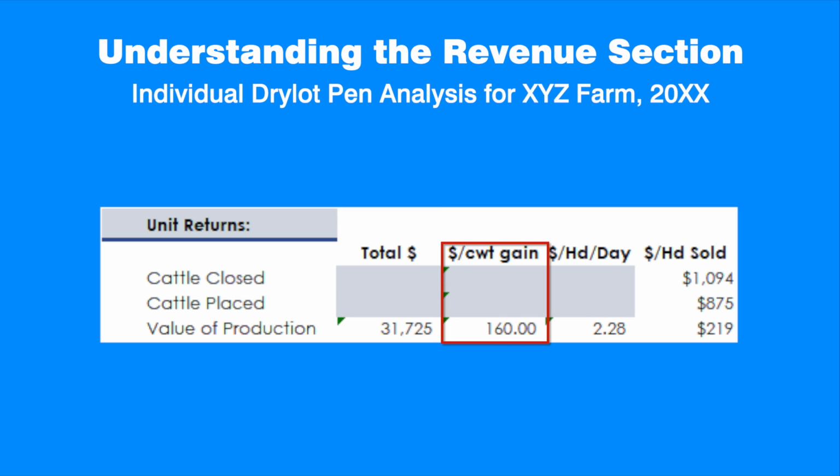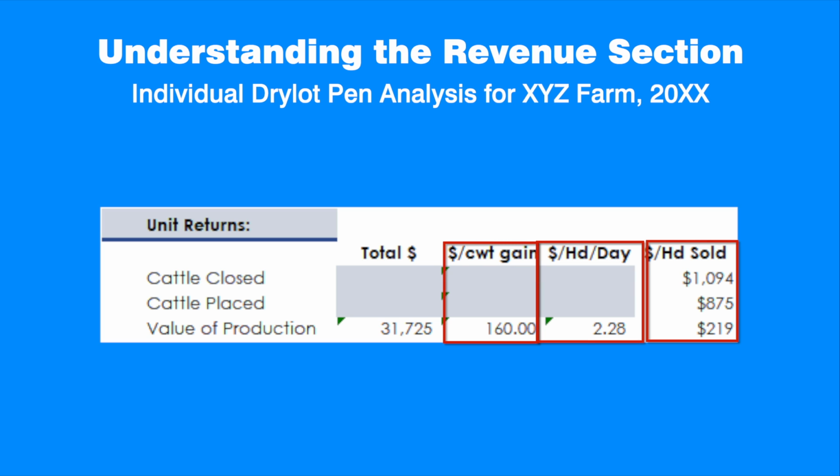The revenue for the pen is the market value of weight gained in that pen and is calculated as the difference between the dollar value of animals sold and dollar value of animals placed. It is reported per 100 pounds of gain, per head day, and per head sold basis. Each unit or production base reflects a particular view of the analysis.